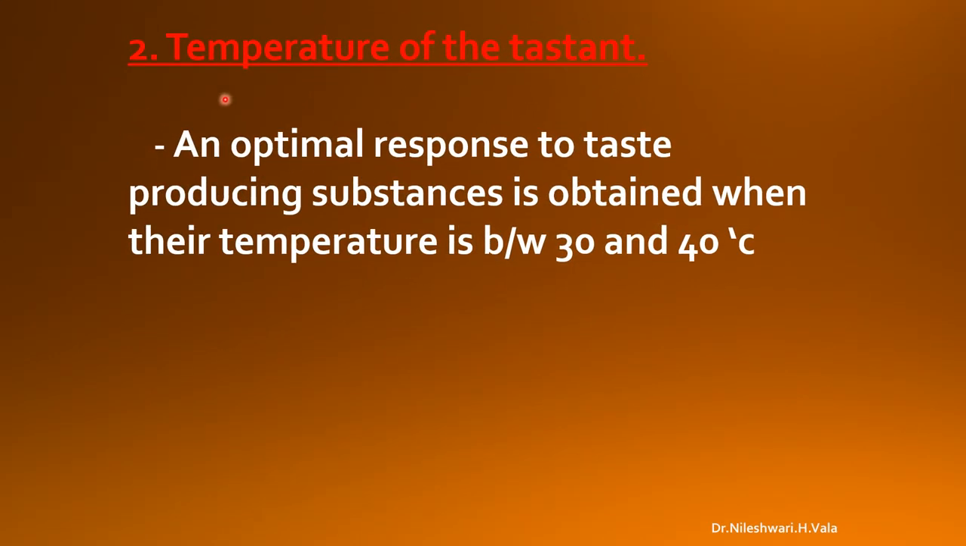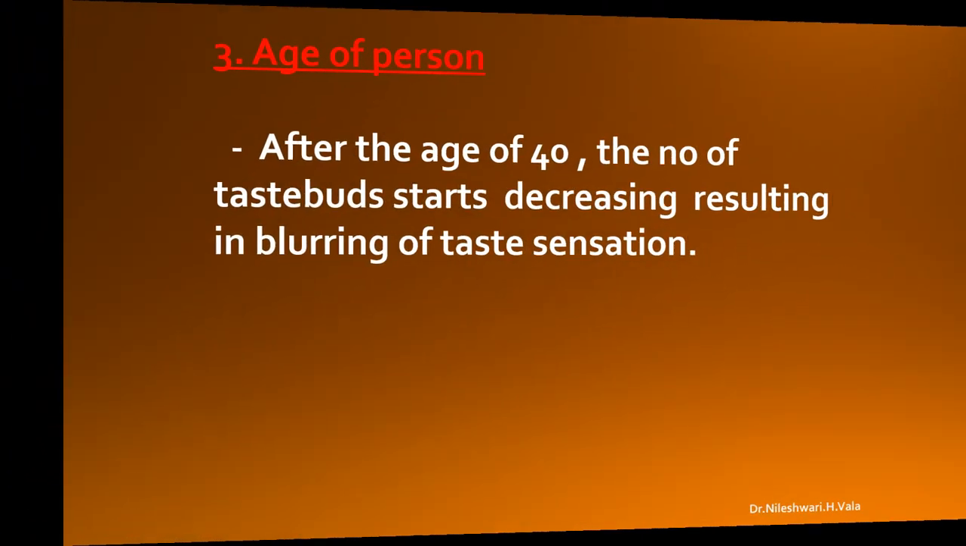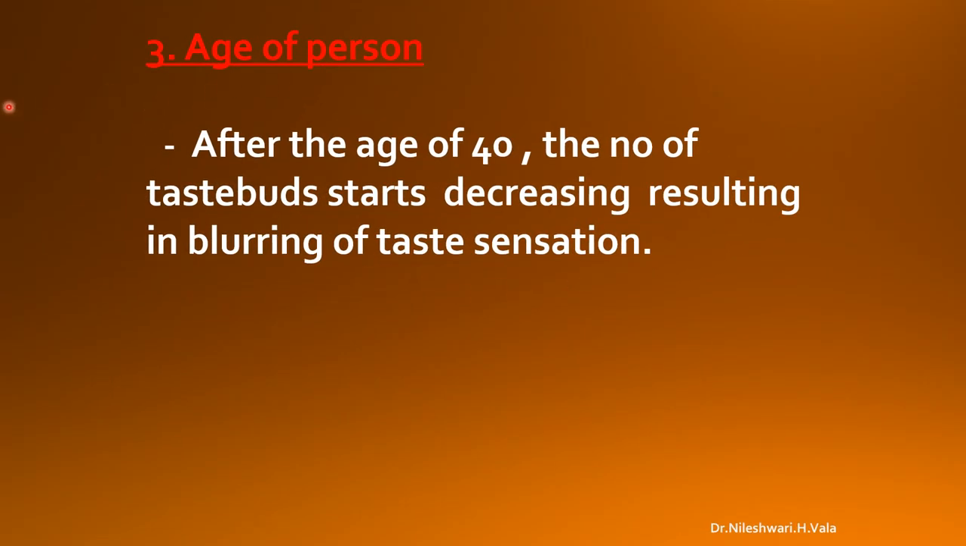Then, temperature of the tastant. An optimal response to taste producing substances is obtained when their temperature is between 30 to 40 degrees centigrade. Then, age of person. After the age of 40, the number of taste buds starts decreasing. That results in blurring of the taste sensation. So, in old age, the taste sensation deteriorates.